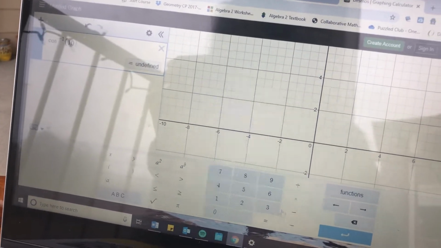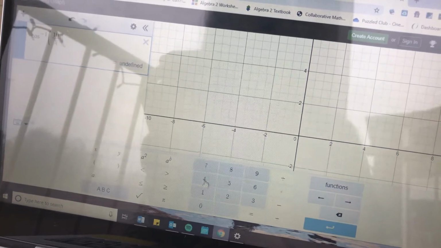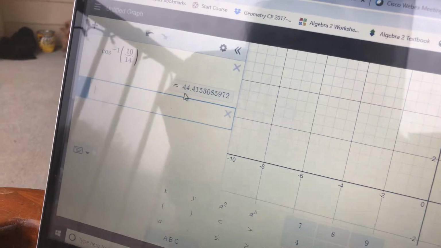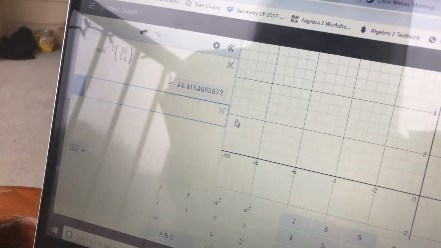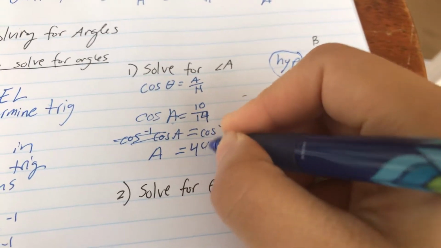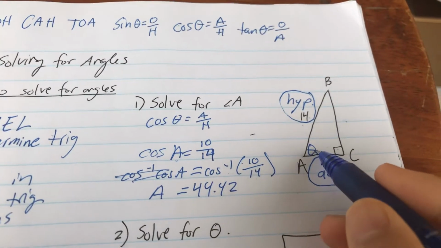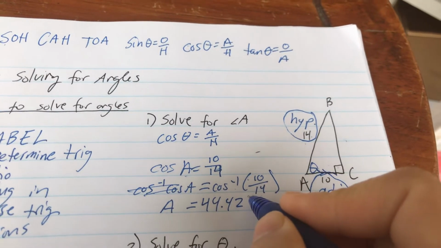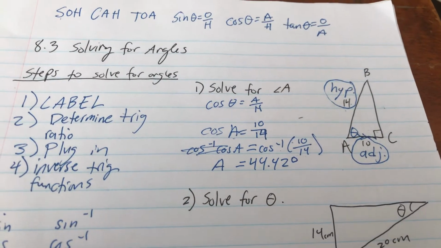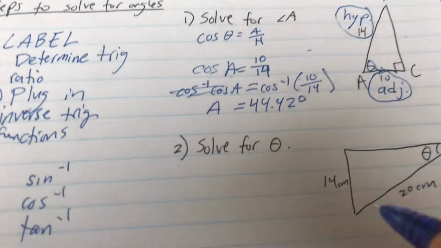Okay, so again, for this problem, we're going to do inverse cosine, and it's going to be 10 divided by 14. And then you hit enter, and there's our answer right there, 44.42. So remember, we're always going to round to 2 decimals. Remember, we're solving for an angle here. Well, we measure angles in degrees, so your answer for all of the questions where you're solving for an angle should have degrees in it. 44.42 degrees. Alright, let's go on to number 2.